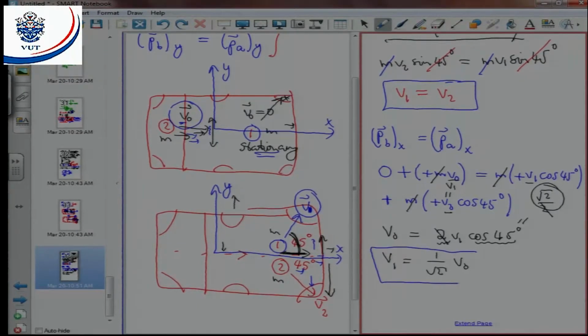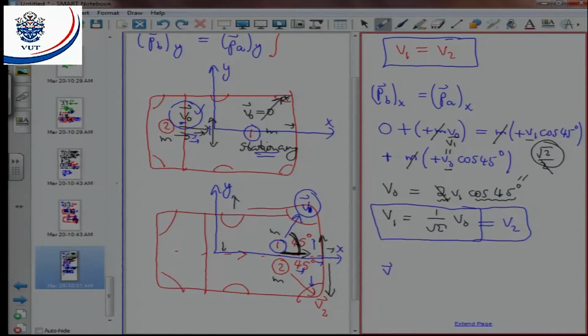So v1 is 1 over square root 2 times v naught, and in most cases v naught is given, but we said v1 is v2, so we have both v1 and v2, and that solves our problem. So how would you quote the final answer?